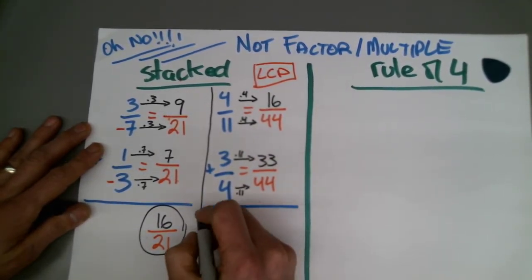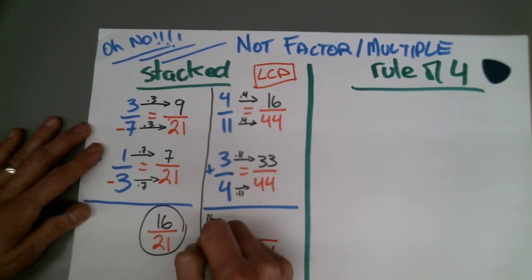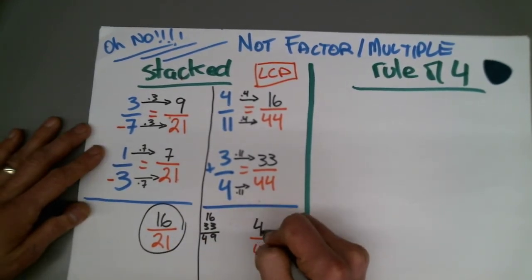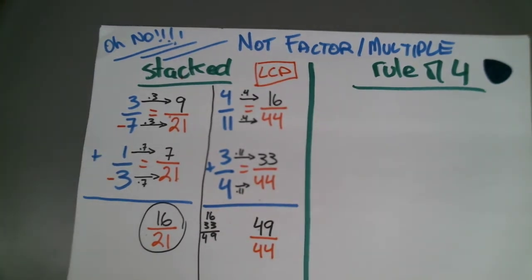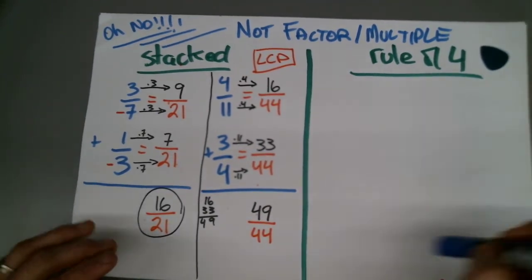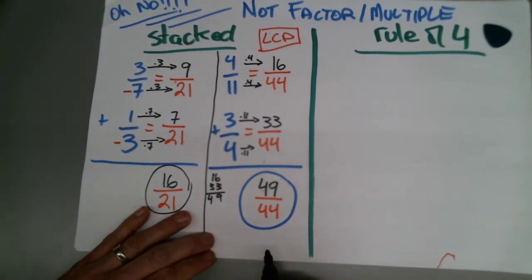Okay, now this one's going to be interesting because I'm going to have 16 plus 33 gives me 49. Tricky. I said we wouldn't have any mixed fractions or improper fractions, but we do. So, have to convert it, guys. I can't leave it like that. My math skills don't allow me to.